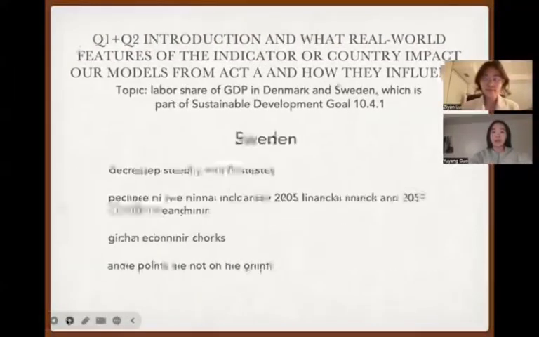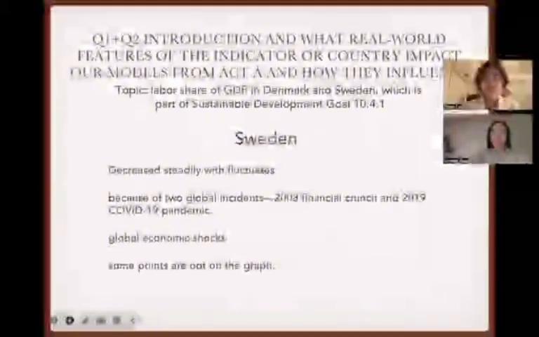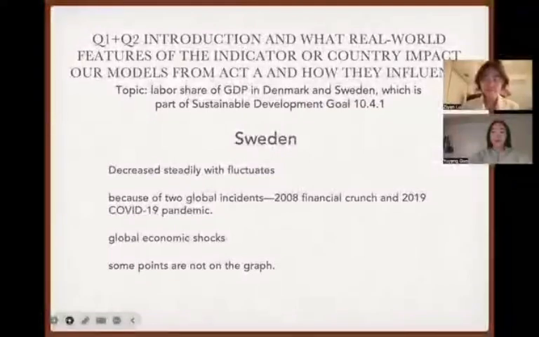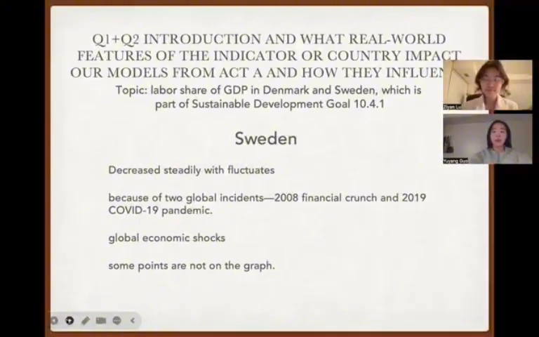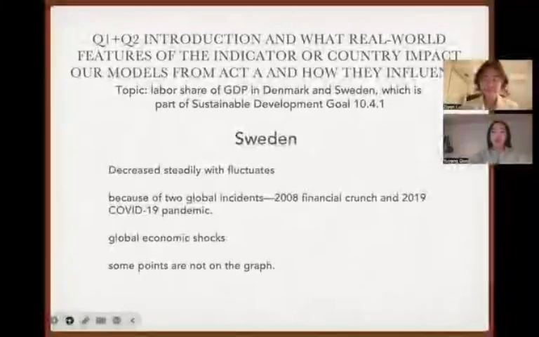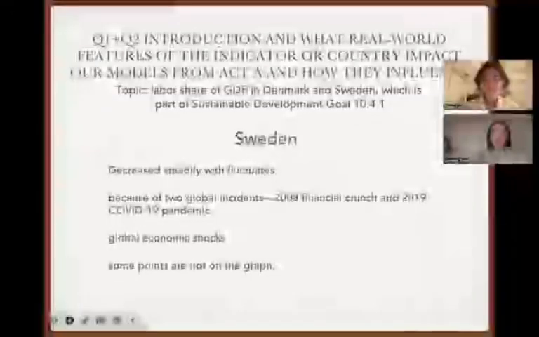In Sweden, the proportion of labor share in GDP has decreased steadily with fluctuations because of two global incidents: the 2008 financial crash and the 2019 coronavirus pandemic. The 2008 financial crisis was caused by reckless borrowing and the collapse of the housing market, leading to a severe recession characterized by increased unemployment, wide-scale redundancies, and diminishing labor share of the GDP.